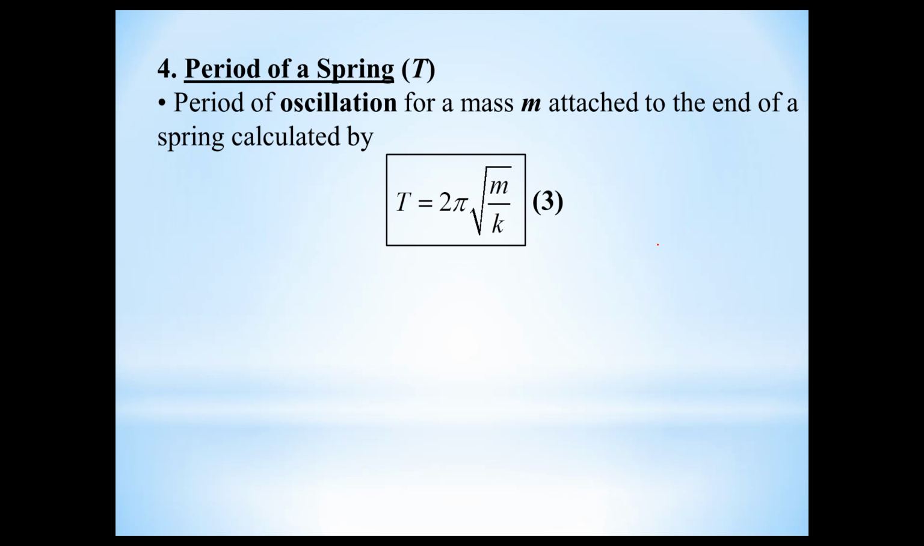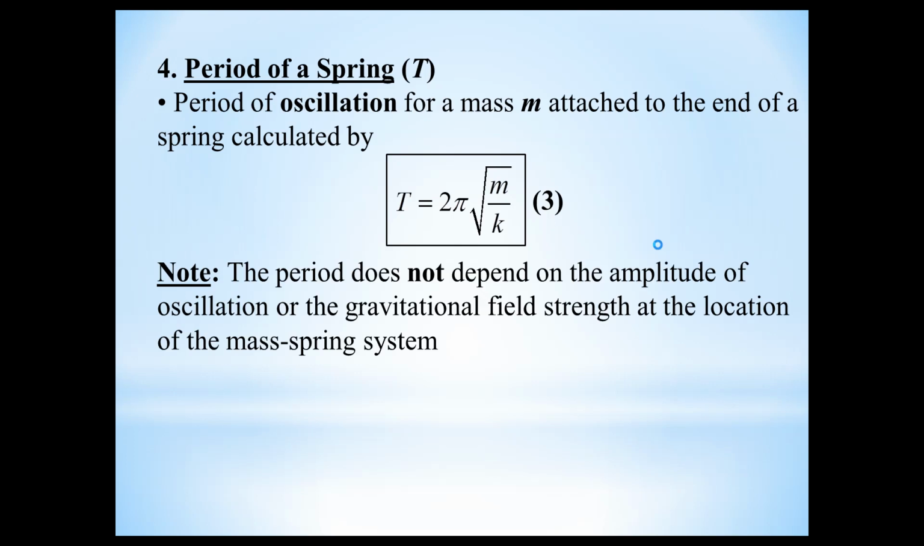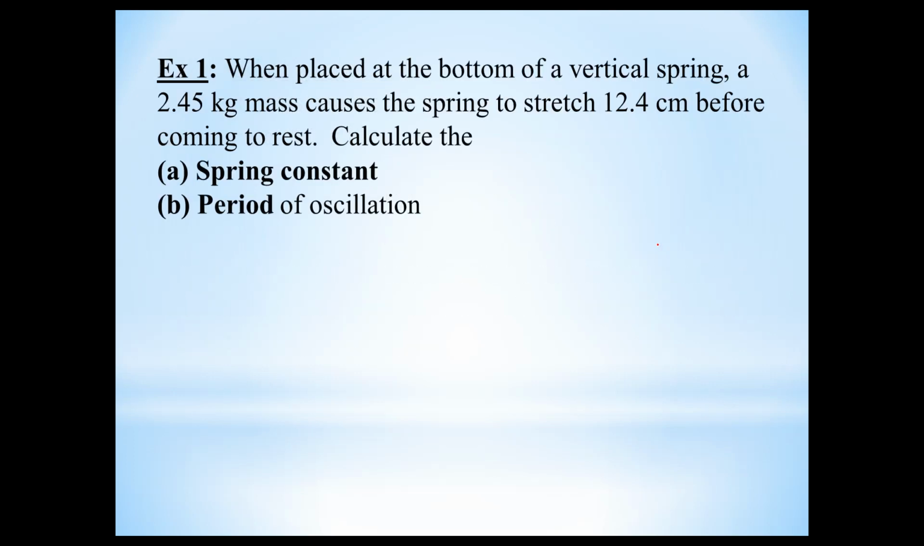Okay, so again, we got that equation. T is equal to 2 pi square root of m over k. And let's do a couple of examples now. Okay, we're dealing with a vertical spring.